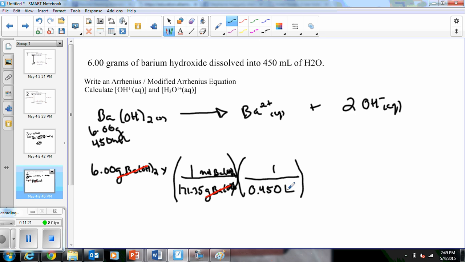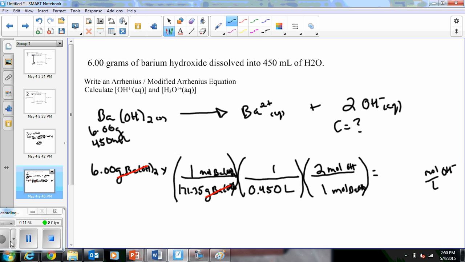So this will give me my concentration in moles per liter of barium hydroxide, but I want to know concentration of hydroxide. So to cancel the moles of barium hydroxide and have moles of OH, I can use my mole ratio, which is going to be 2 over 1. And this is going to give me my concentration in moles per liter of OH. So we get an answer of 0.156 mole per liter of hydroxide, but the question wanted me to find hydronium as well.